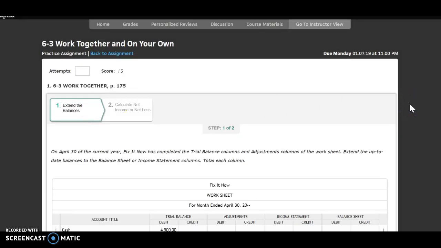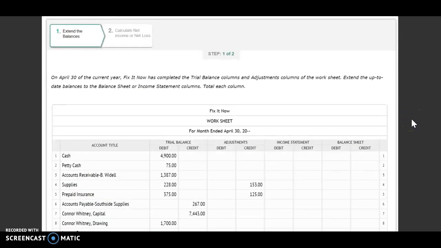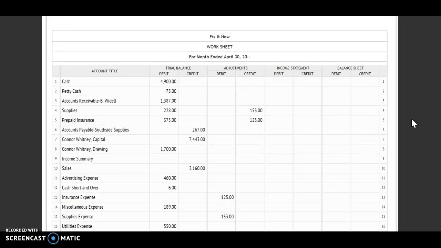We have 2 steps. Our first step says on April 30th of the current year, Fix It Now has completed the trial balance columns and the adjustment columns of the worksheet. We need to extend the up-to-date balances to the balance sheet or income statement columns and then total each column. So first we're going to start with our balance sheet.